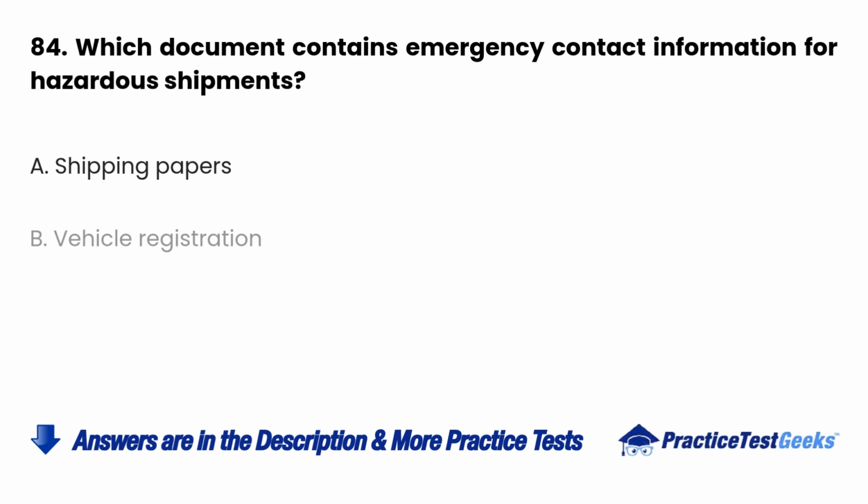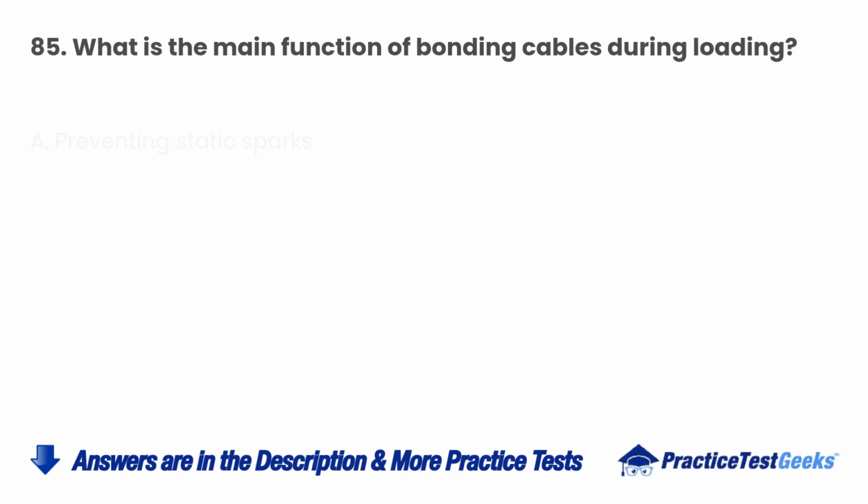85. What is the main function of bonding cables during loading? A. Preventing static sparks. B. Increasing unloading speed. C. Reducing noise. D. Maintaining load weight. CDL Hazmat Loading and Unloading Hazardous Materials Test.